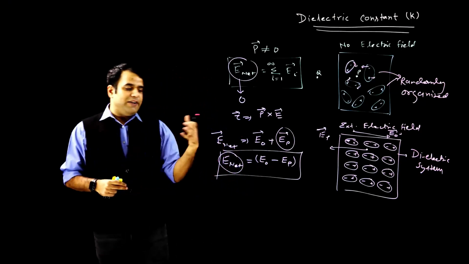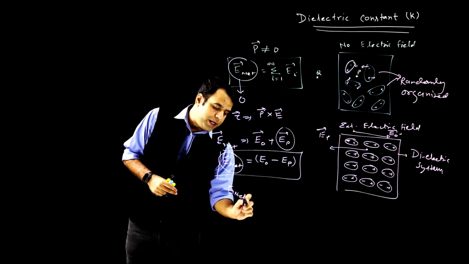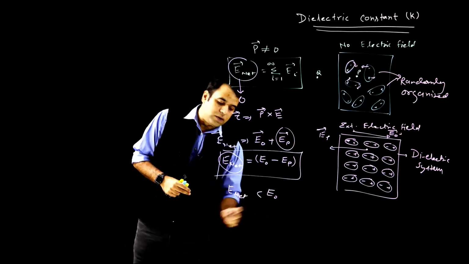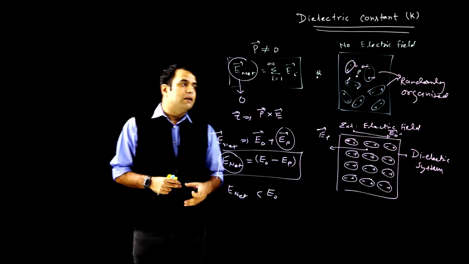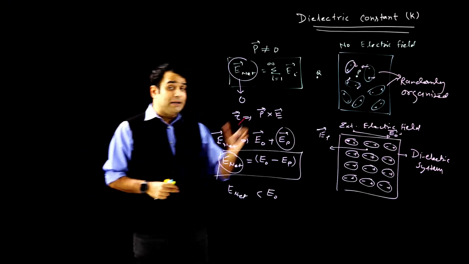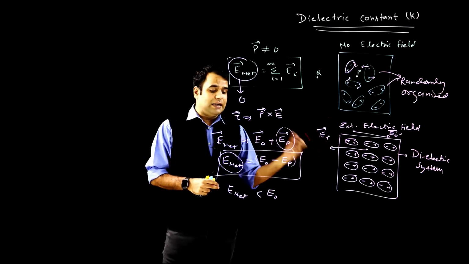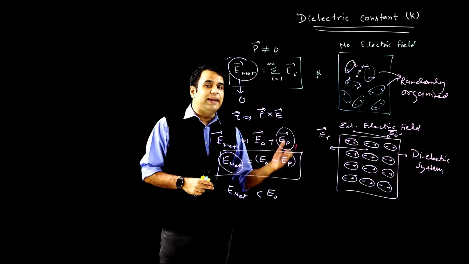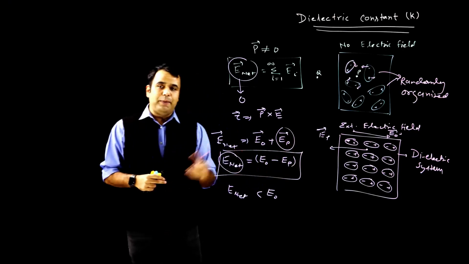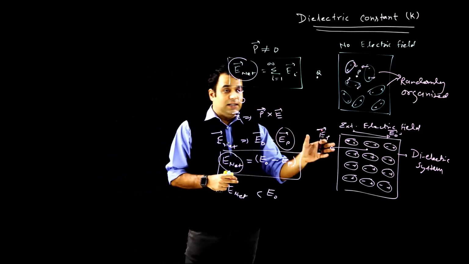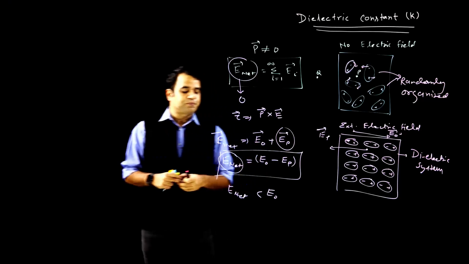Now the thing is, when we calculate the E net, it comes out to be less than E naught. It's always less than E naught. It's not zero. In the case of a dielectric, E net does not become zero. If we replace the dielectric by a conductor, we all know that the polarizing field in the case of a conductor is exactly equal to the external field E naught, so E net becomes zero. But this is not a conductor. This is a dielectric material, which is an insulator, a special type of insulator.